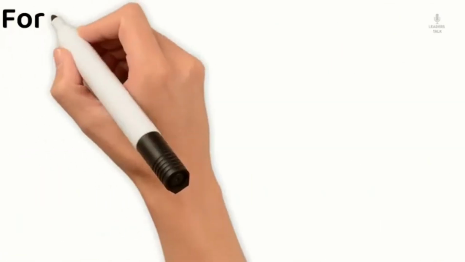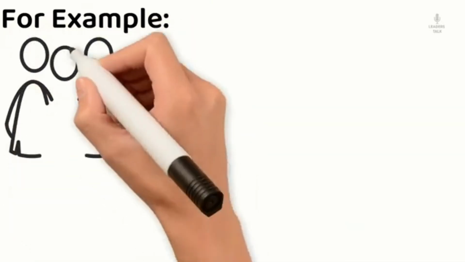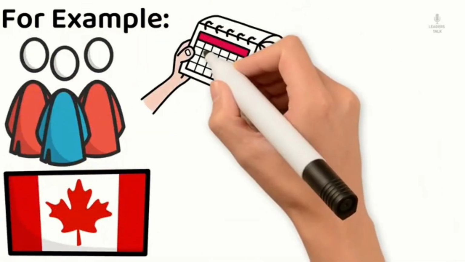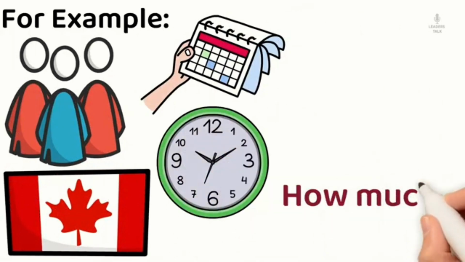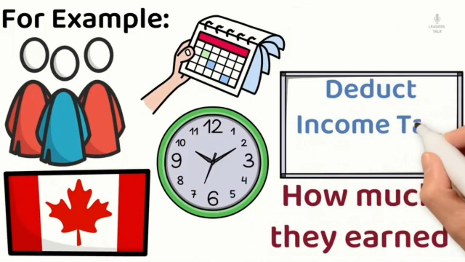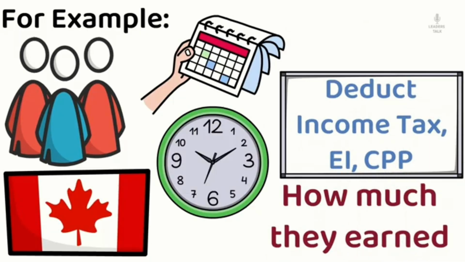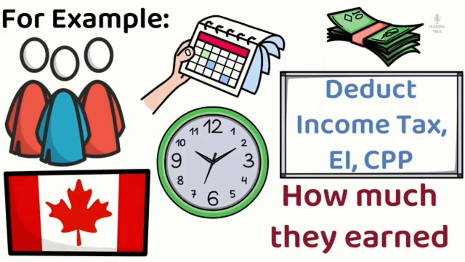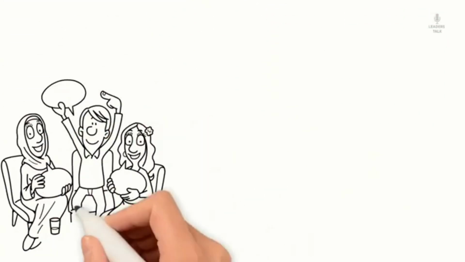For example, let's say you're a small business owner in Canada with 3 employees. Every 2 weeks, track how many hours they worked, calculate how much they earned, deduct income tax, EI, employment insurance, and CPP, Canada Pension Plan. Transfer the final amount to their bank accounts. File the taxes and keep records for audits. That whole system is you running payroll.